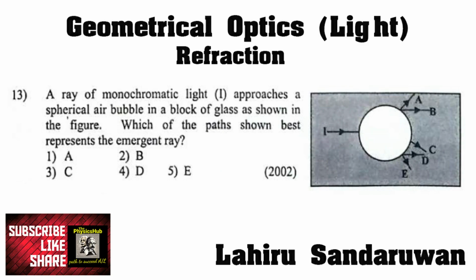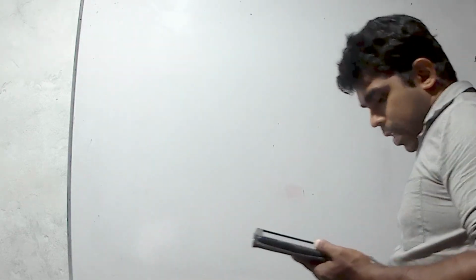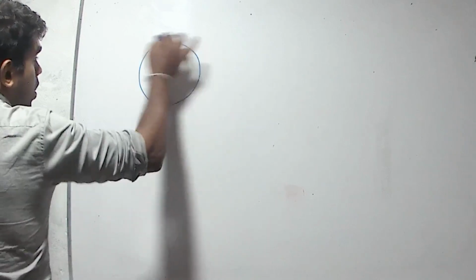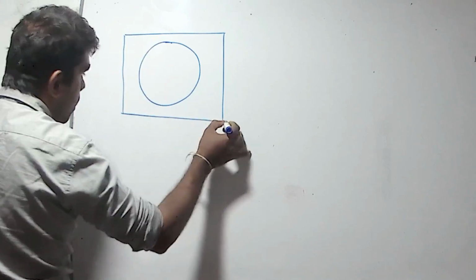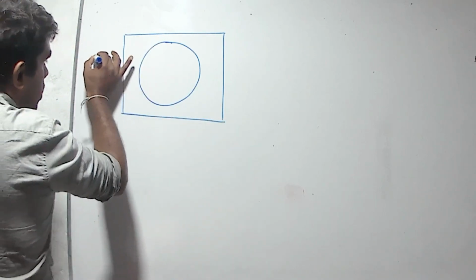A ray of monochromatic light approaches a spherical air bubble in a block of glass as shown in the figure. Which of the paths shown best represents the emergent ray? There is a problem related to the given incident ray. The incident ray should be like this.